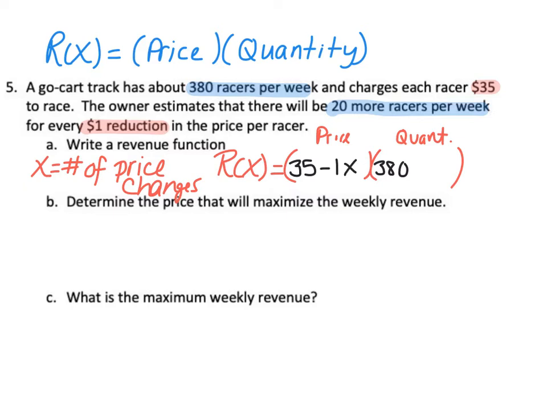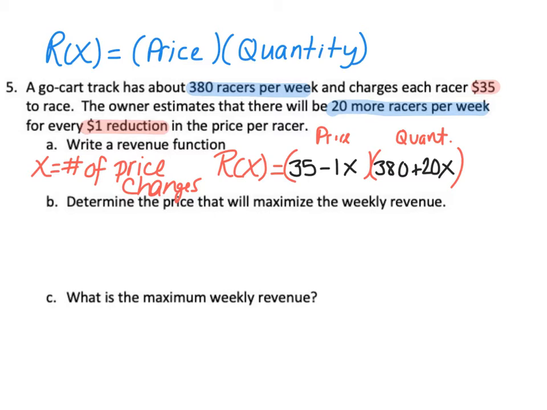What happens to the amount of racers? Well, more people show up. So I'm going to add how many? 20 each time they change the price. So plus 20X. Some things to notice. In these revenue functions, I got one that's a minus and one's a plus. You will always have that. All right, so there it is.